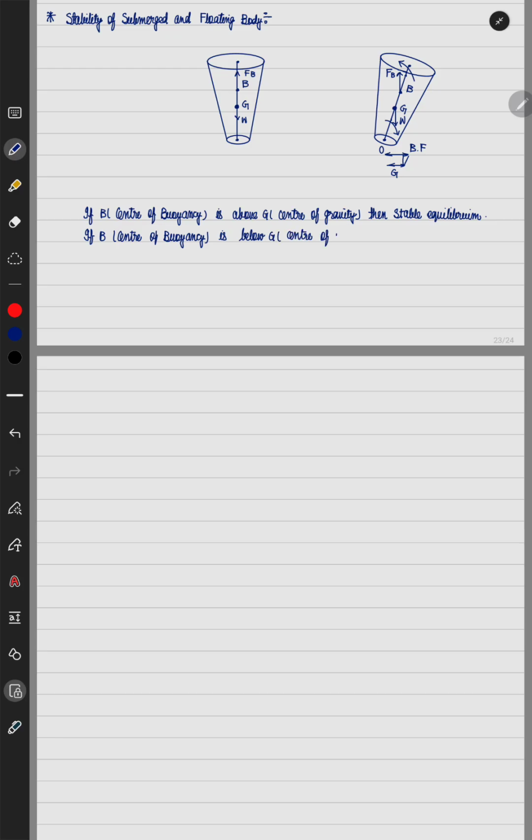then the couple generated by both the forces will try to rotate the body in one direction, and the body will not be able to regain its original state. We can say that even a small perturbation will drive the body away, so we get unstable equilibrium.